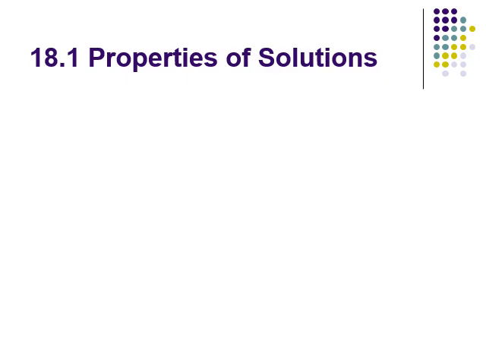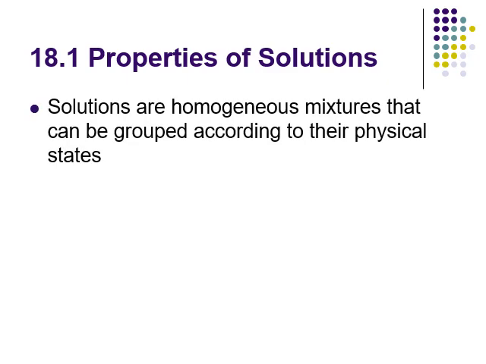Okay, now we're into 18.1, so we're looking at solutions. First off, our definition that we're going to work with: a solution is a homogeneous mixture. We're always talking homogeneous mixtures. That means it's uniform throughout, but I want to note it's a mixture, not a substance. So we're not talking compounds here. We're not talking chemical bonds acting between these. We're talking just physical mixtures.